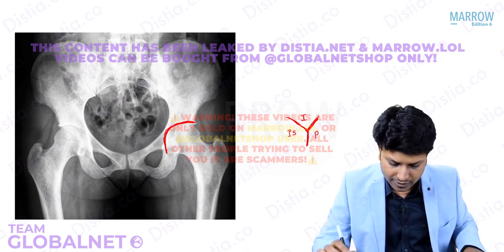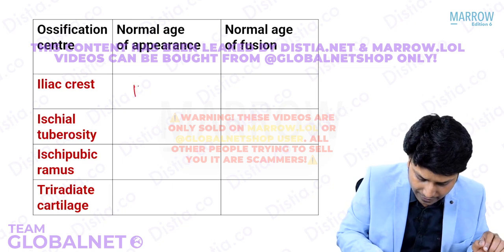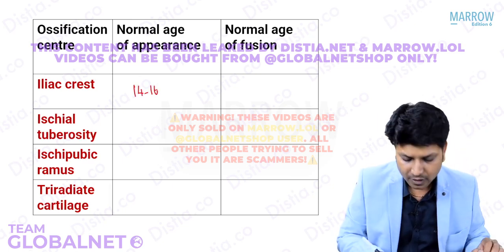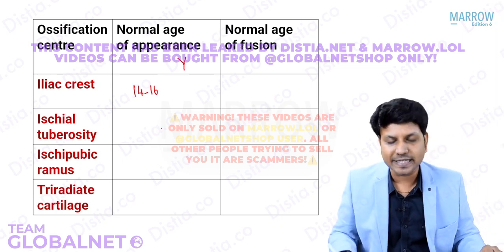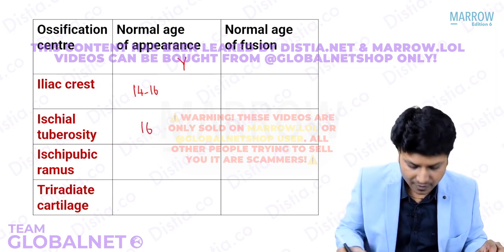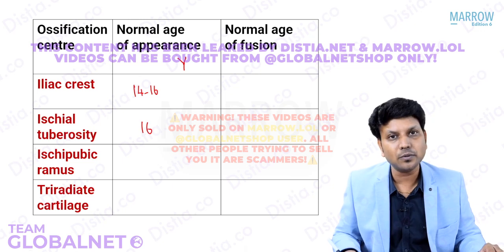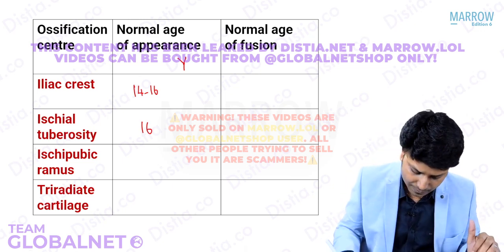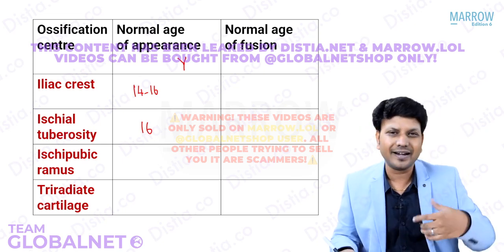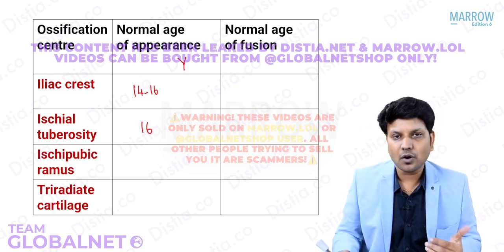Now when you look at this iliac crest, the normal age of appearance is 14 to 16. Everything is in years, right? Ischial tuberosity, it is 16 years. Ischiopubic ramus, I told you there is no appearance, both are separate, only fusion will be there. We'll discuss about that. And triradiate cartilage is already a cartilage since birth, it has to ossify.